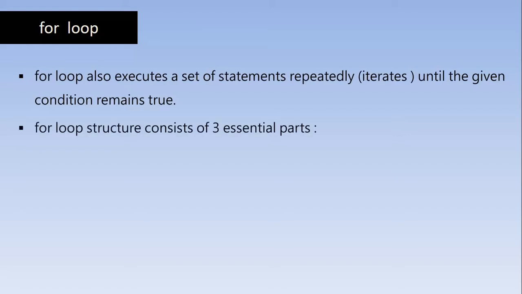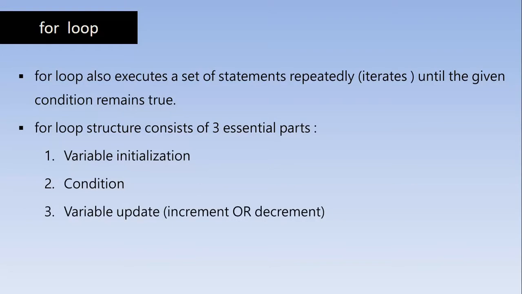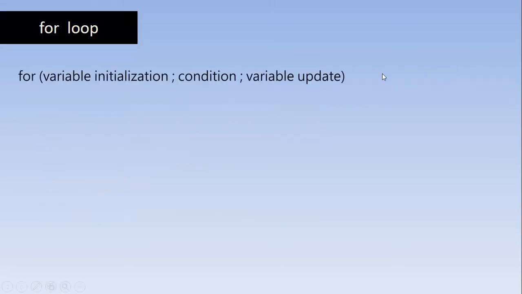The for structure consists of three essential parts. One is variable initialization, second is the condition, and the third one is variable update, where we increment or decrement the for variable. So there are three very important parts in the for loop, and we'll combine all three together in a single statement like this. As you can see on the screen, in the first statement we put the keyword for, followed by parentheses, inside of which we have the three different parts of the for loop.